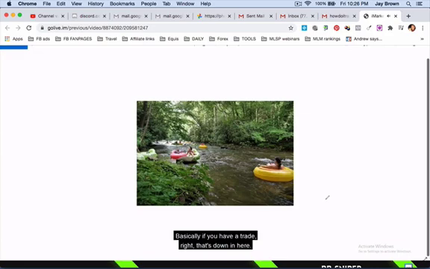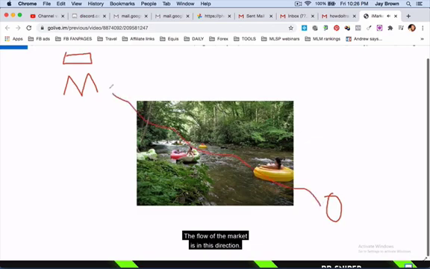Basically, if you have a trade that's down in here, so you bought it, and over here there's equal highs, that liquidity resting up here, the flow of the market is in this direction. This is based off the photo. I know it's moving from right to left, but you get what I'm getting at. On the chart it'll be left to right, but that's the flow of the market.